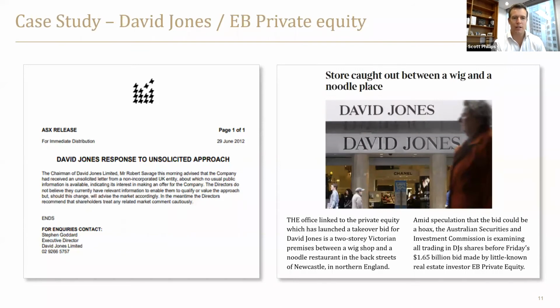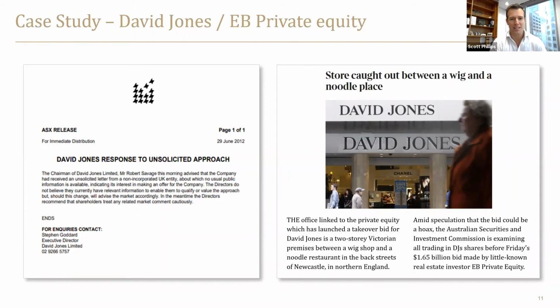Faced with this offer and a threat that the information was about to leak, David Jones formed the view that it was required to be announced. And so they put up the announcement that you've got on the screen there on the left to ASX, which essentially says we've received an offer. They don't say the price. They say there's no usual public information about the bidder. So they're calling into question the credibility of the bid. And they recommend that shareholders treat the information cautiously. Shareholders did not treat the information cautiously. That's not really how the market acts.